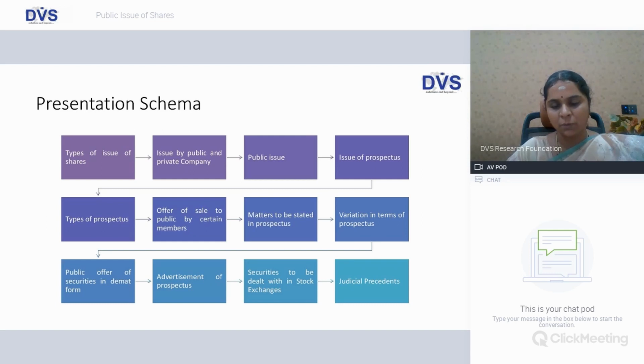Coming to today's session on public issue: issuance of prospectus, the various types, and offer of sale to public by certain members, the deemed prospectus, and matters to be stated. What are the contents in a prospectus? And what if there is going to be a variation in the terms of your prospectus, the contract basically? The public offer of securities shall be in dematerialized form, and what are the rules governing this provision? The advertisement of prospectus and securities to be dealt with in stock exchange. So these securities will be considered as listed, and what are the regulations which are required to be governed by these companies, and a recent case law on the subject.